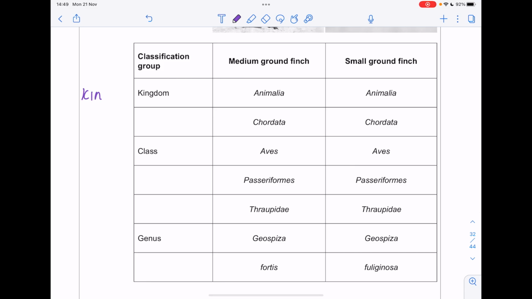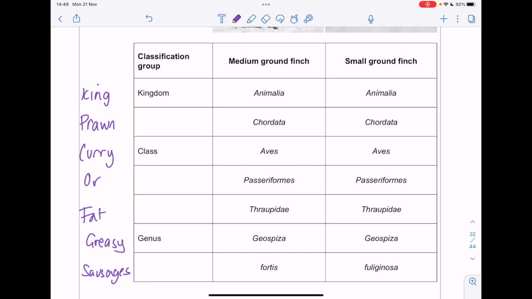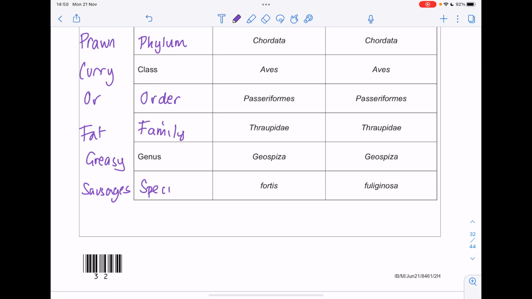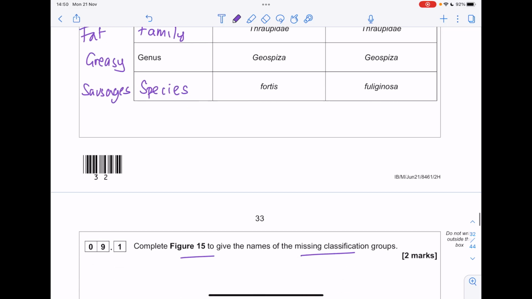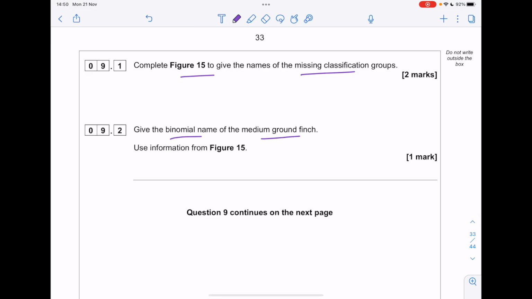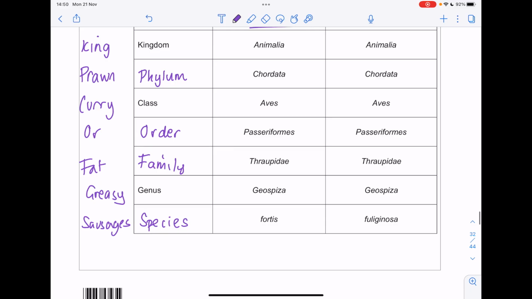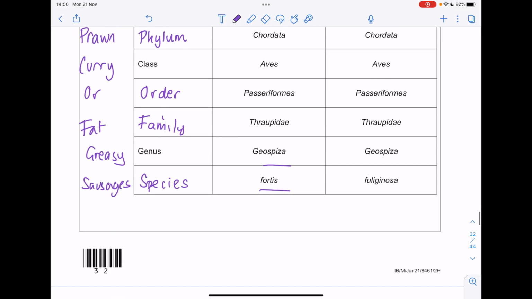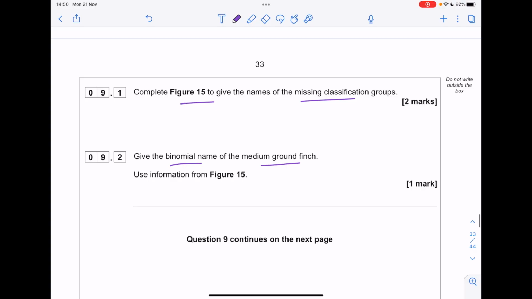So we use the mnemonic: king, prawn, curry, or fat, greasy, sausages, you may have your own. But what that means is we're missing prawn, which stands for phylum, or, which stands for order, fat, which is family, and sausages, which is species. Give the binomial name for the medium ground finch. Looking at this column, we need the genus and the species name, so it's Geospiza fortis.